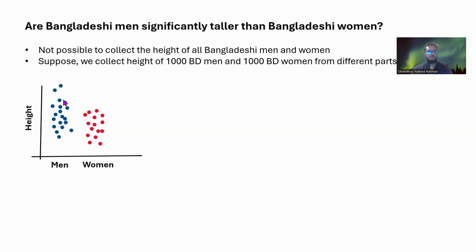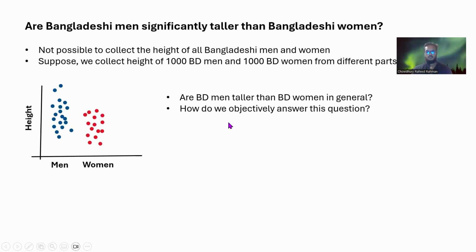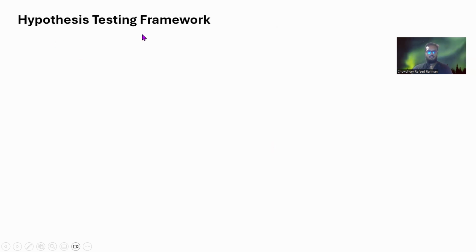Now, some people may say that, okay, indeed, men look like they are taller than women, but some people may also say that they are not that different. So, like, what's up with that? That means, in order to answer this question, we have to be objective about it. In order to do that, we have something called the hypothesis testing framework in statistics so that people cannot really argue and debate through visual inspection. So let's talk about this framework that I keep bringing up.